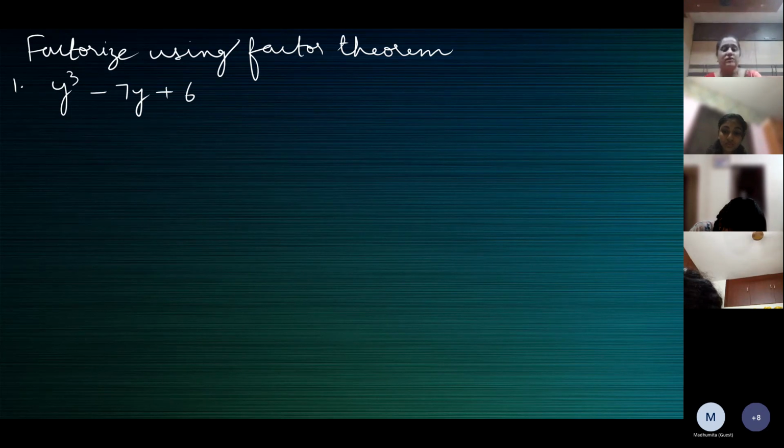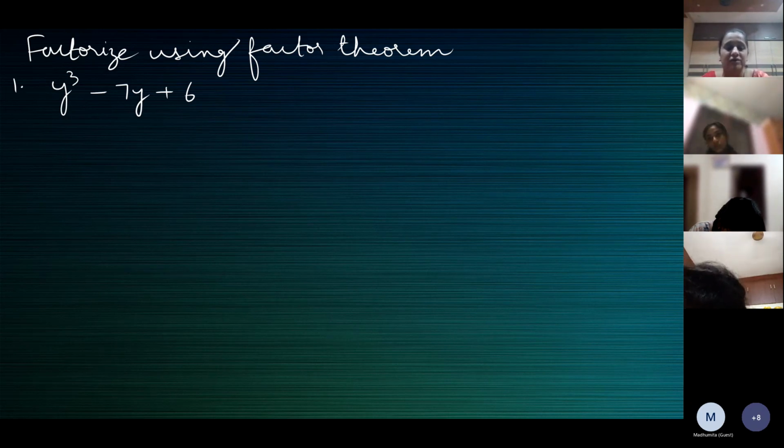So factorize using factor theorem. You need to use the factor theorem to factorize this cubic polynomial. You can see it is a cubic polynomial. y cubed minus 7y plus 6 is a cubic polynomial in one variable y.